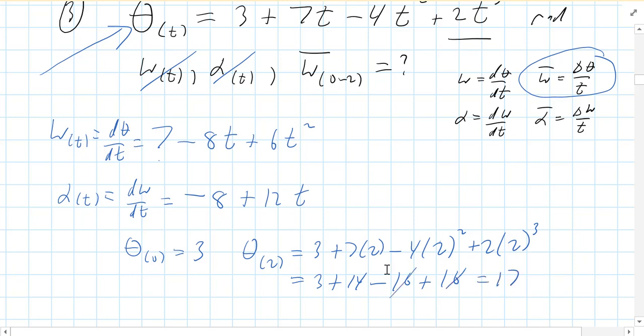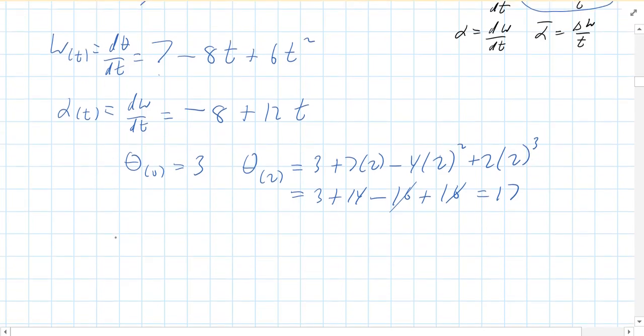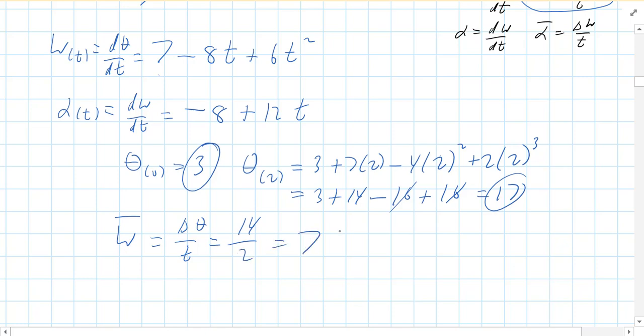Okay, so now we got a real easy problem. The average omega is delta theta over t. My theta went from 3 to 17, so that's a change of 14, and my time was 2 seconds, and my average omega is 7 radians per second.